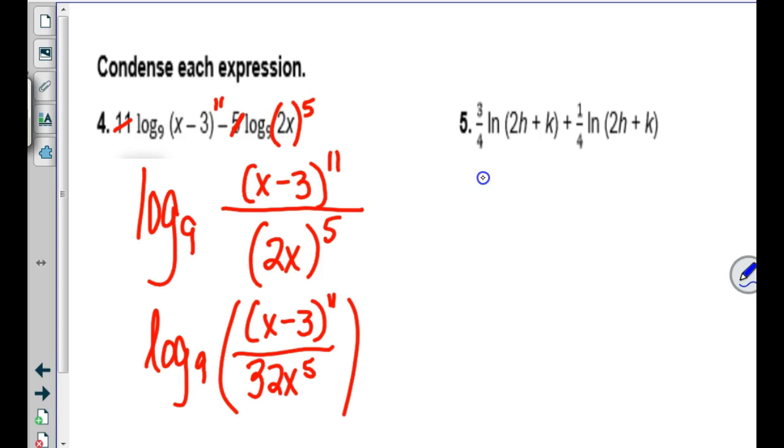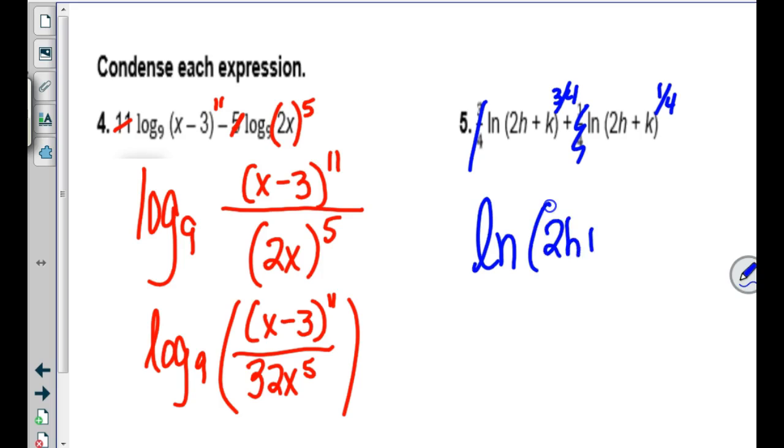I don't know what they want us to do over here. A single ln, 3/4 and 1/4. Okay, so the plus means what? Times. So we have a 2h plus k. What does the 3/4 mean? Do you remember which number does what?